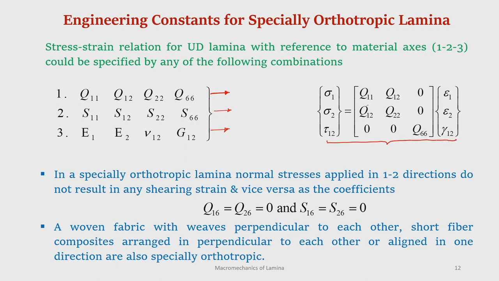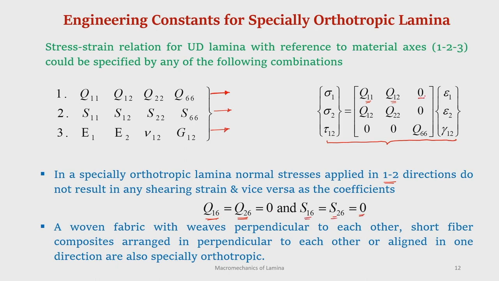We can also write all this in terms of the engineering constants. Now what is important here is that, again, in a specially orthotropic lamina, the normal stresses applied in the 1, 2 directions do not result in any shearing strain and vice versa. Just now I have told this, but I am repeating it again. The reason is you can clearly see Q16, Q26 and S16, S26 are 0.